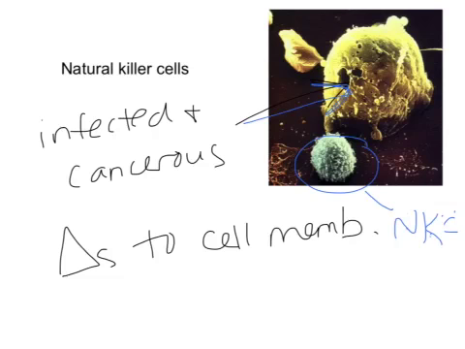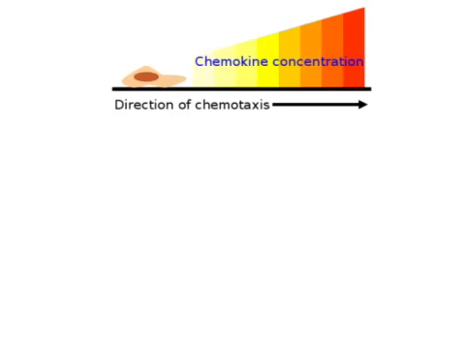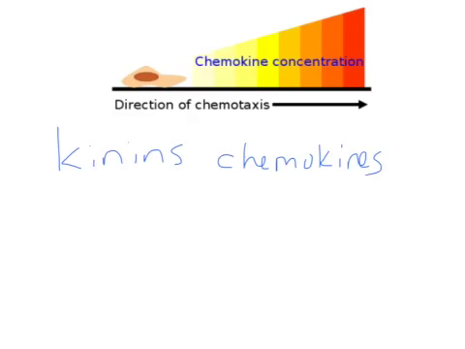So we've looked at our physical barriers, we've looked at our cellular response. So let's look at our chemical response and wrap all this up. So as these phagocytes become activated, they're going to secrete what are called kinins or chemokines. Okay, so they'll secrete the kinins or the chemokines, and what those will do is that they will increase circulation. So I'm going to increase my circulation here.